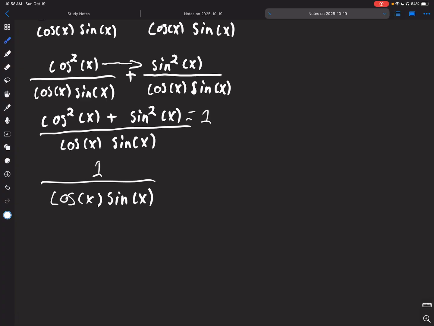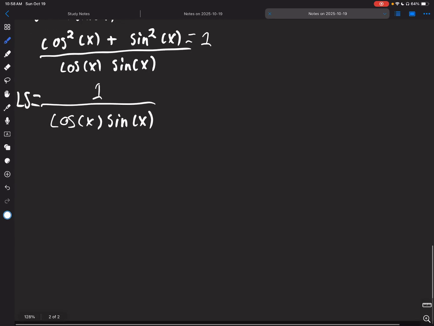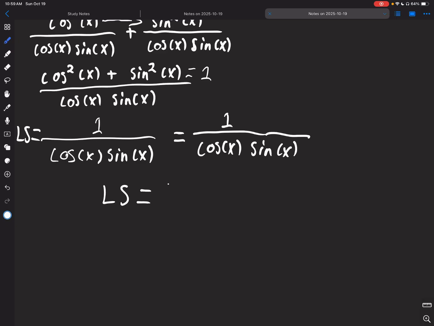And that's what our left side is equal to. So our left side is equal to 1 over cos x sine x. And if we come back up here, that's what our right side is equal to. So that means our right side was equal to 1 over cos x sine x. So we have our left side equal to our right side.